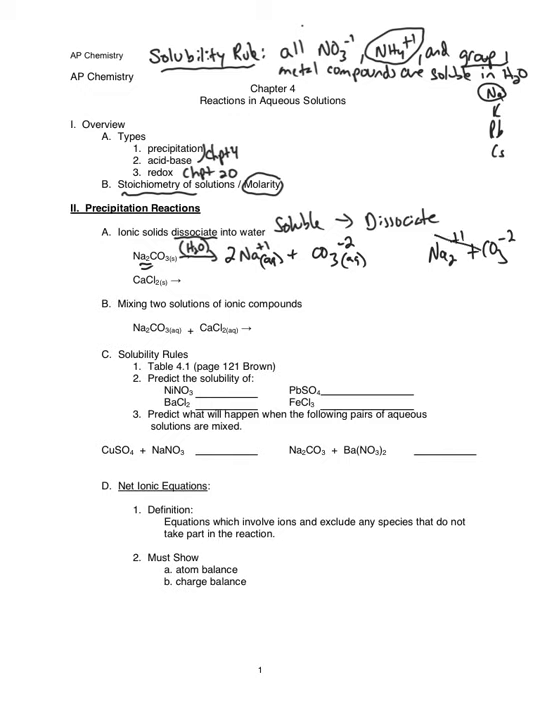This is not correct. You have to identify the state of the ions, and then if there's more than one of them, we put that now as a subscript. Now it gets converted into a coefficient. So there's 2 sodium ions for every carbonate ion.